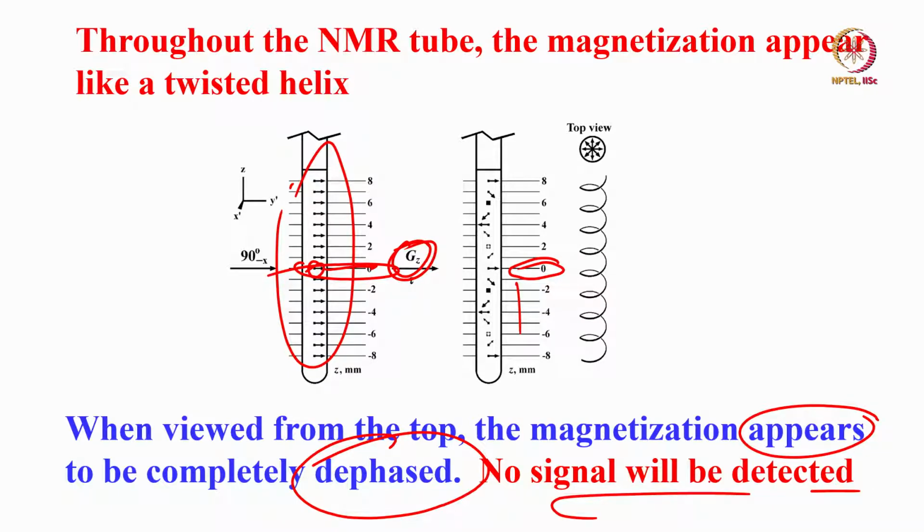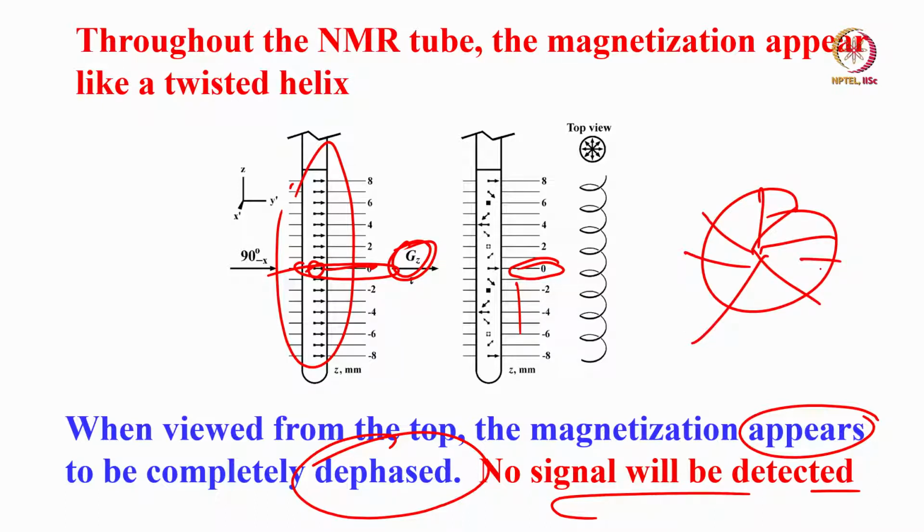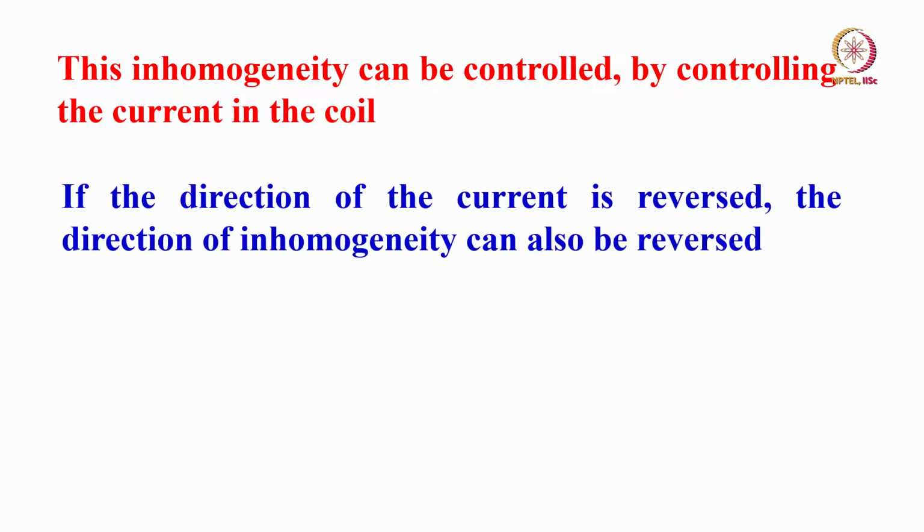Please remember, when I am seeing the signal from the top, the spiral is going like this. It is a helix, not a spiral. The helix is going like this. And then when we view from the top, it appears as if the spins are completely dephased. When there is complete dephasing in the xy plane, you will not get any signal, and that is what the gradient does. It dephases the signal, and this inhomogeneity which you create by the gradient, you can control by controlling the current in the coil.